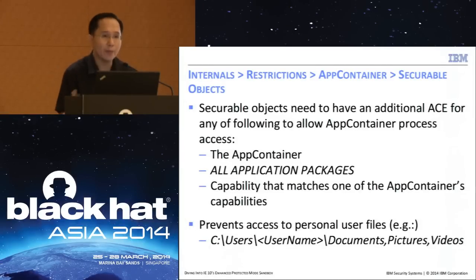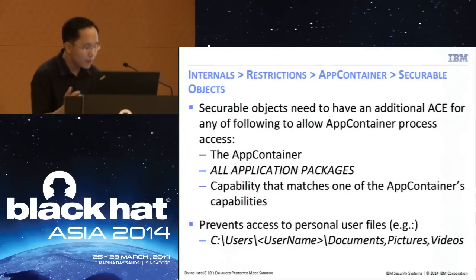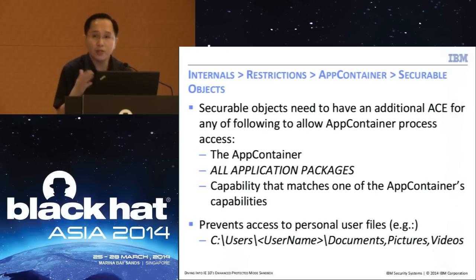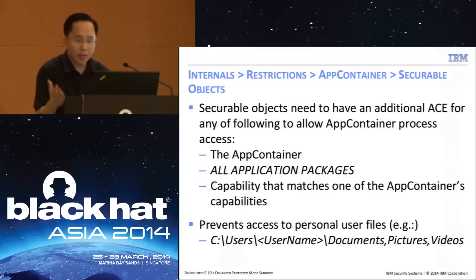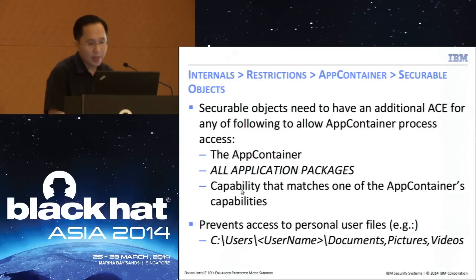Now that we have an overview of app containers, the next question is, what are the different restriction or isolation schemes it provides? Well, one of the important restrictions provided by app container is that in order for an app container to access securable objects, such as files, registry keys, or folders, the securable object would need to have an additional access control entry specific for the app container or all application packages, which means any app container, and a capability ACE that matches one of the app container capabilities. I'll show an example of this third one in the later slides.